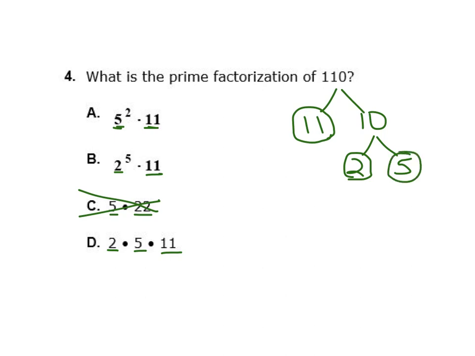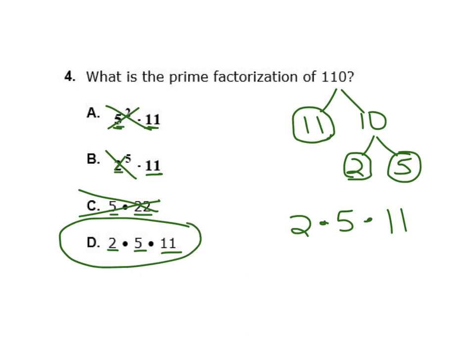So basically, I cannot branch out anymore. So that is my final prime factors. So all I have to do is write them out as 2 times 5 times 11. And if you notice, none of them have exponents. So A, there's an exponent, so that's wrong. B, there's an exponent, that's wrong. And C and D, we already have it, and that's the only one that looks the same. So my answer is going to be D.